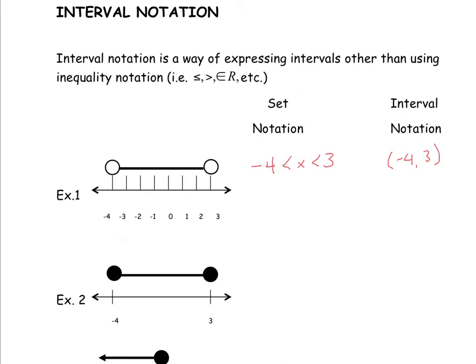Okay, so example 2, what if we included the two endpoints? So we're going to go from -4 to 3, but included. Our set notation would look like -4 is smaller or equal to x, which is smaller or equal to 3. Another way to write that would be x is smaller than or equal to 3, and x is larger or equal to -4. So that's a combination of that.